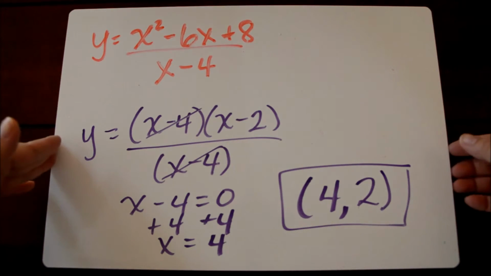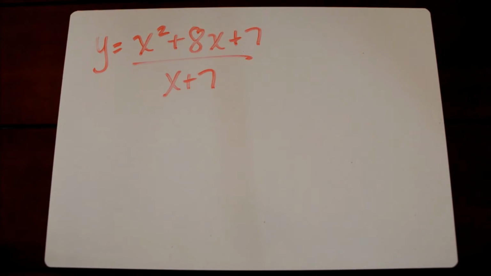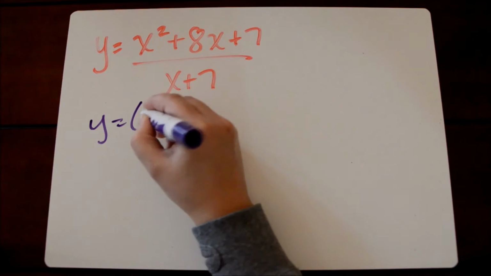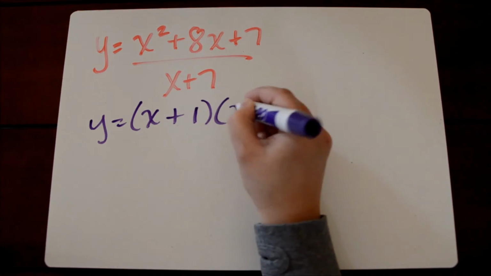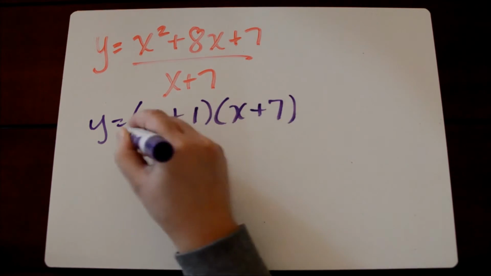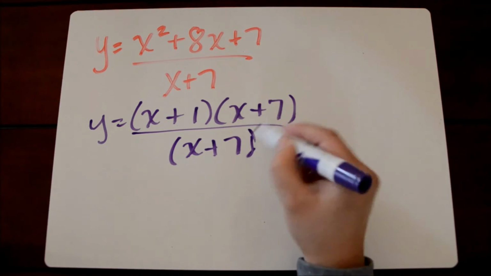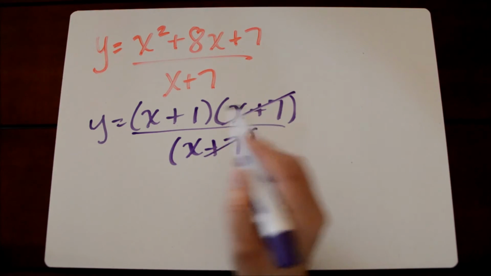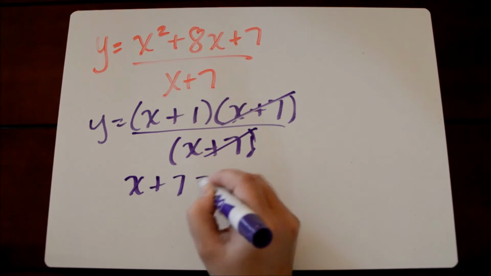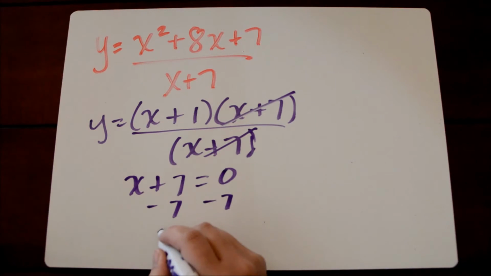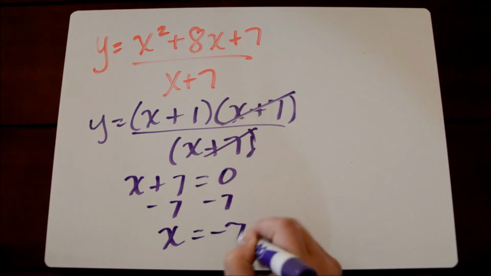Let's take a look at one more example. So here we could factor our numerator to x plus 1 times x plus 7, all over x plus 7. And here the x plus 7s will cancel out to 1, and that's where our hole is going to be. So we're going to set that equal to 0, solve for x, and we get x equals negative 7.